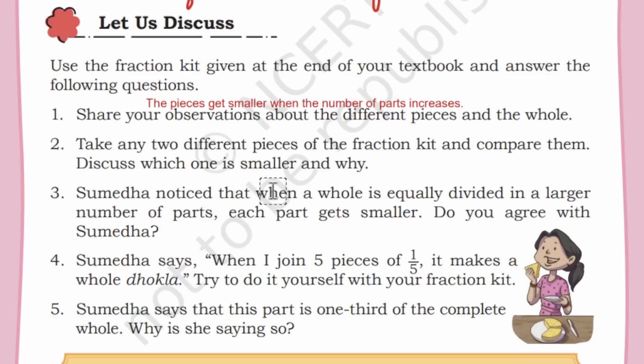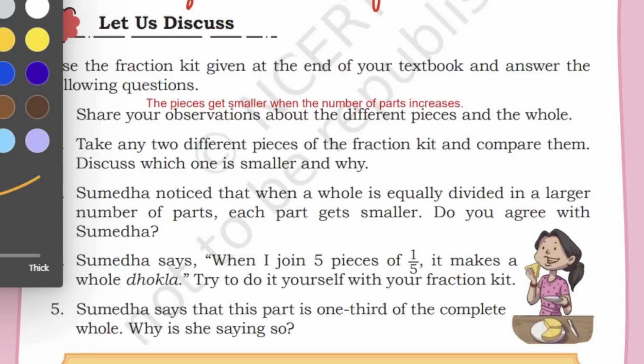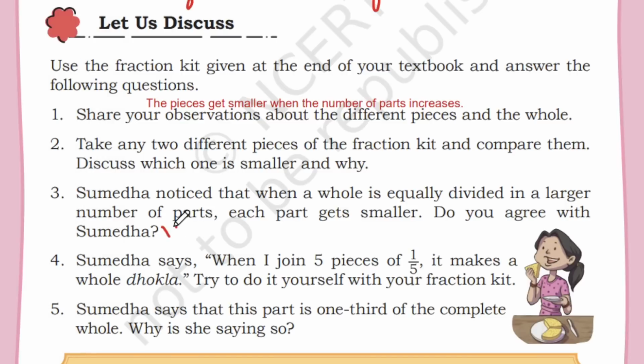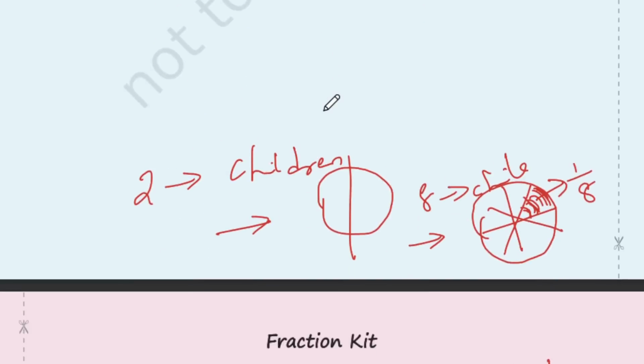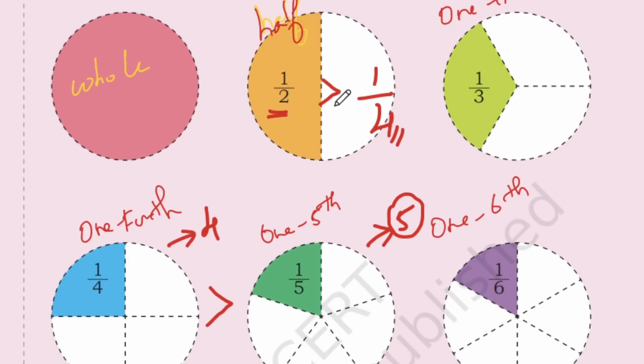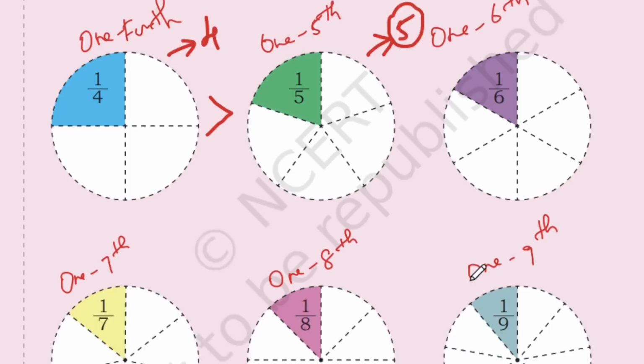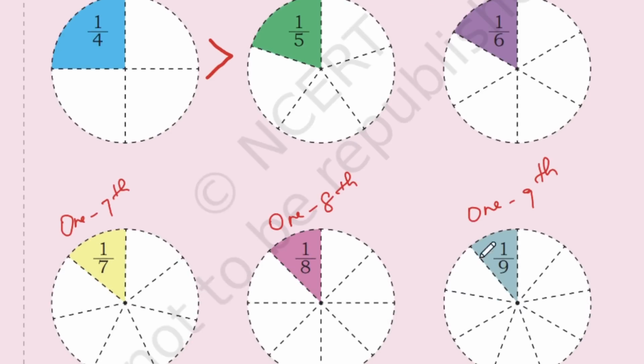Sumedha noticed that when a whole is divided into a larger number of parts, each part gets smaller. Do you agree with Sumedha? Yes, I do agree with Sumedha. Correct. That is because we are getting more shares. So once we get more shares, the portion will also reduce. If you see here 1 by 2, we are having a bigger piece of dokla. But if you see a 1 by 9 share, you will get only a small piece of dokla.